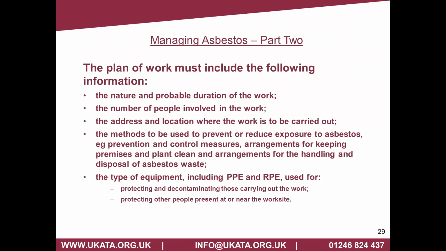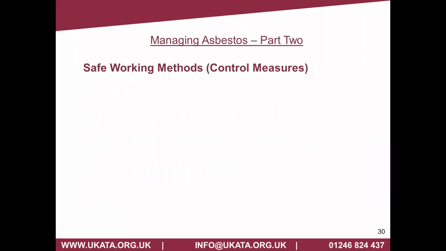So things to look for: the nature and probable duration of the work, the number of people involved, the address, making sure obviously that ties up with where you want the works to be undertaken, the methods to be used, what they're going to do with the waste, etc., type of equipment, PPE, RPE, site setup, good clear drawings, location drawings, etc., showing obviously that works. There will also be within the plan of work details of the control measures they'll be using.